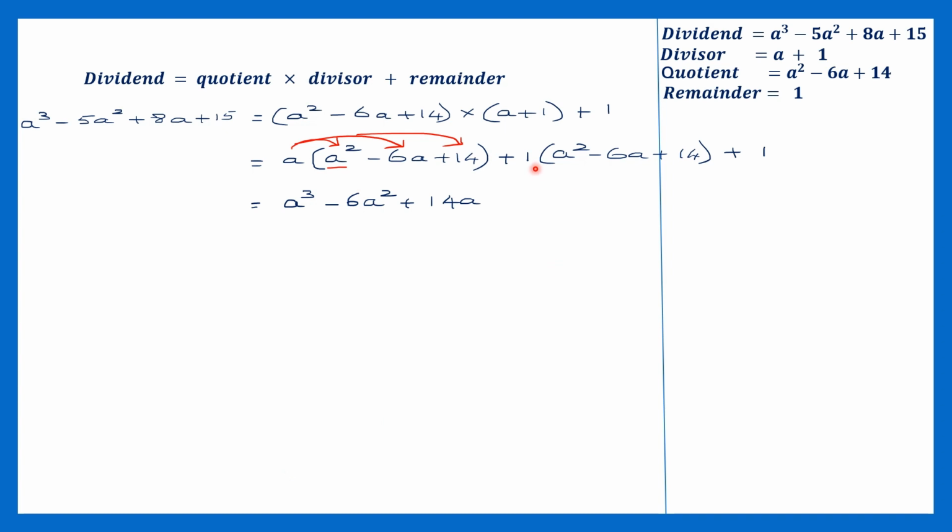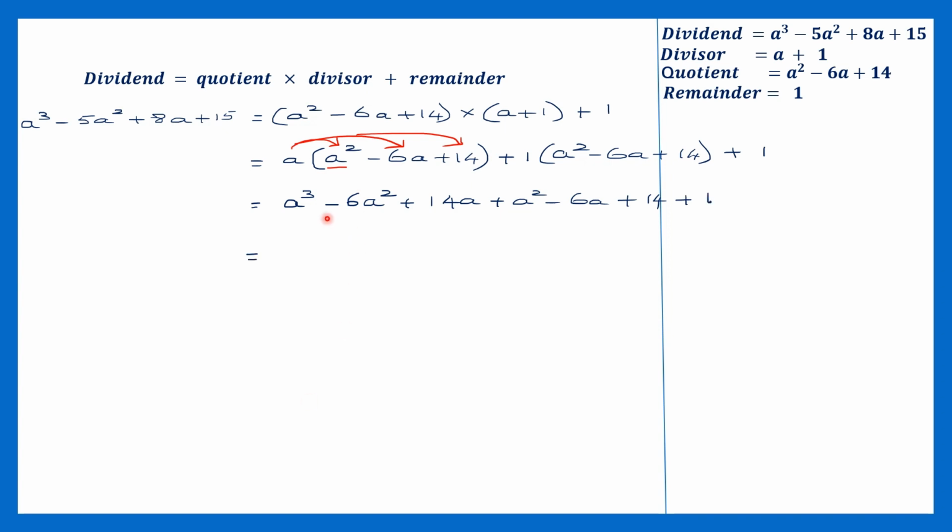Now we're going to multiply plus 1 into all of these. When you multiply 1 into anything, you get back the same thing, isn't it? So let's write this as it is. So that will be plus a square minus 6a plus 14, and then we write that plus 1, which is the remainder. Now let's look at all the like terms.